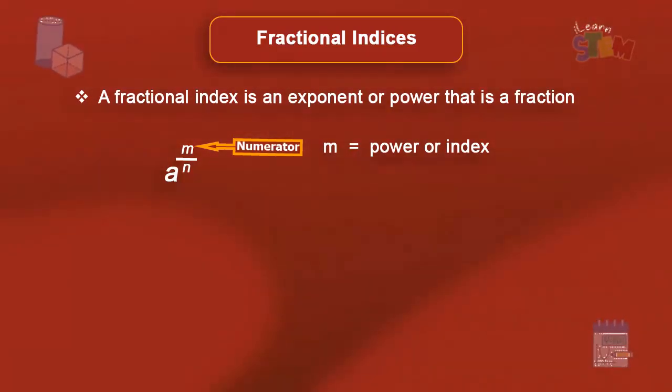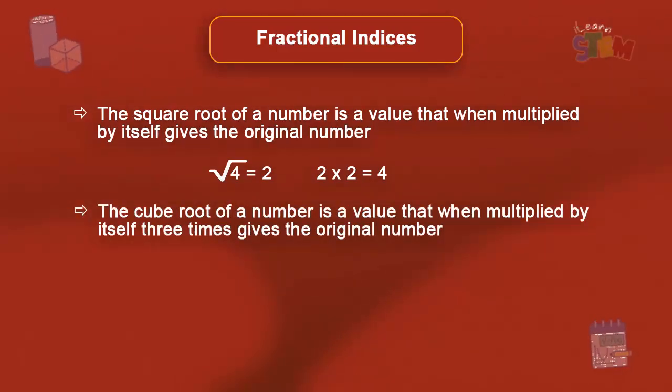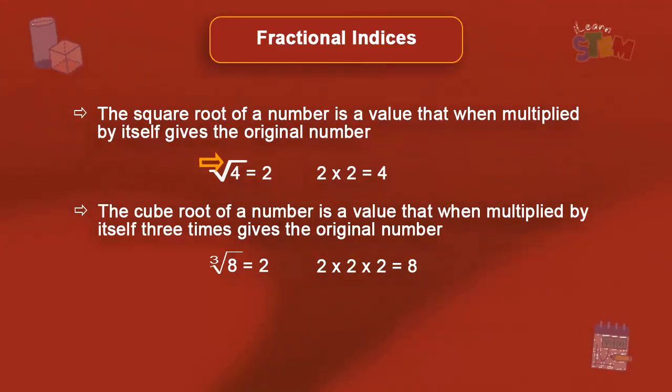Before we go any further, kindly note the following. The square root of a number is a value that, when multiplied by itself, equals the original number. Simply put, the square root of 4 equals 2, because 2 times 2 gives 4. Similarly, the cube root of a number is a value that, when multiplied by itself 3 times, gives the original number. Simply put, the cube root of 8 equals 2, because 2 times 2 times 2 equals 8. Notice that for the square root, we didn't add the 2 outside the square root symbol, because it's not necessary.